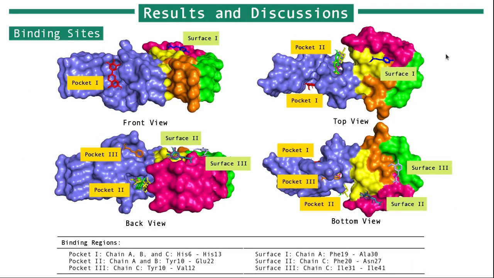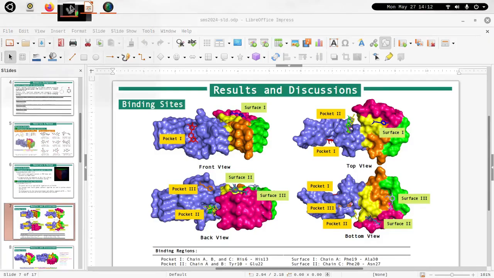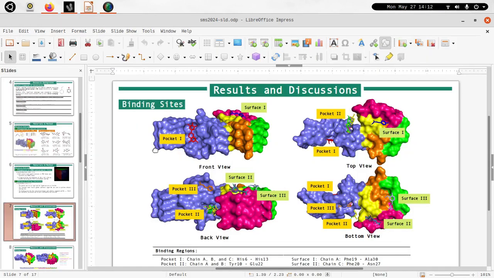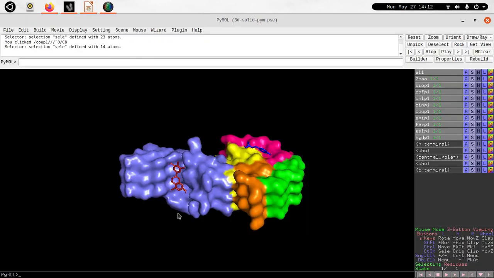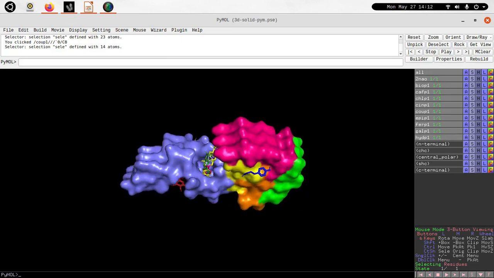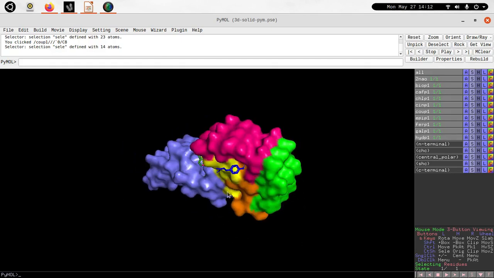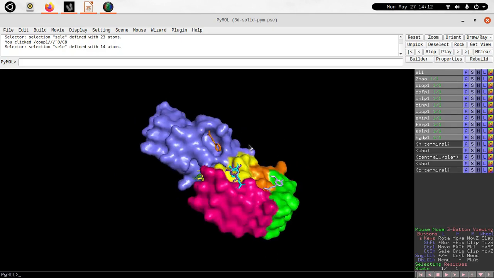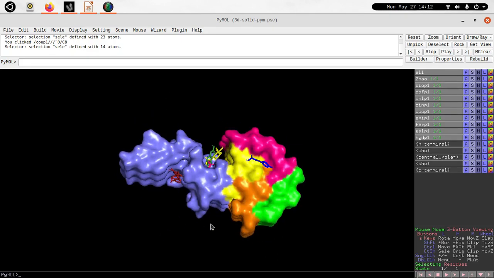Okay, so now we move to results and discussion. The first one is the binding sites, which we can see from PyMOL, which is quite easy. The binding site consists of 2 types. The first one is the pocket and the second one is the surface. Here we can see pocket 1, pocket 2 and pocket 3, and this one is surface 1, surface 2 and surface 3.